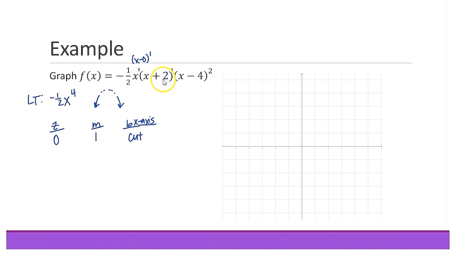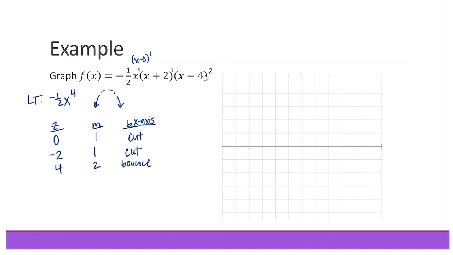From the second factor with x in it, I have x plus 2, so the zero would be negative 2, if I set that equal to 0. Negative 2, multiplicity, the power of that factor is 1, so I'm going to cut the x-axis. And x minus 4 will lead to a real zero of 4. The multiplicity is 2, and it's going to bounce off the x-axis because that's an even number.